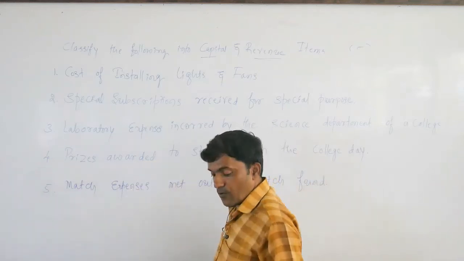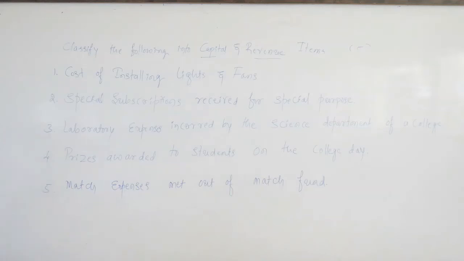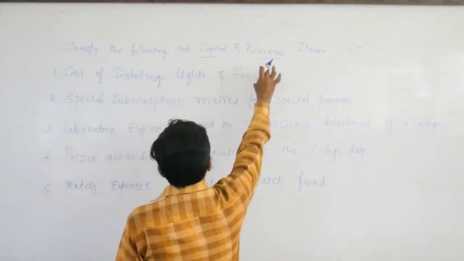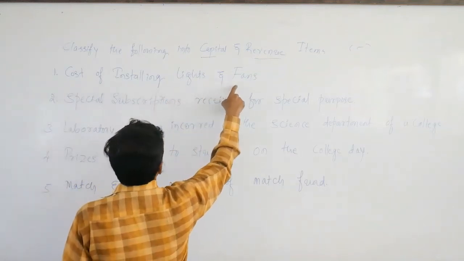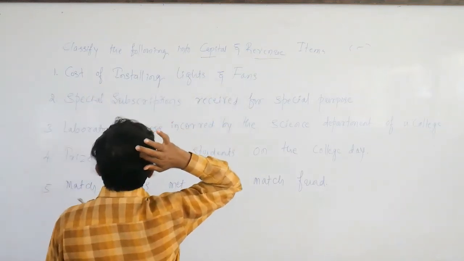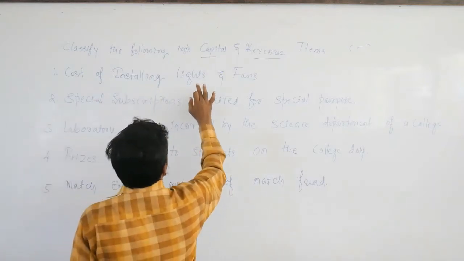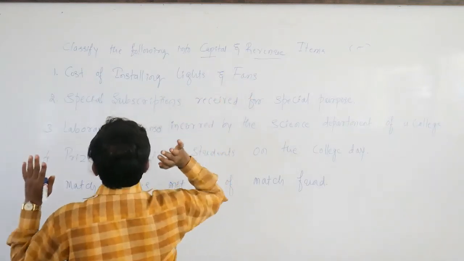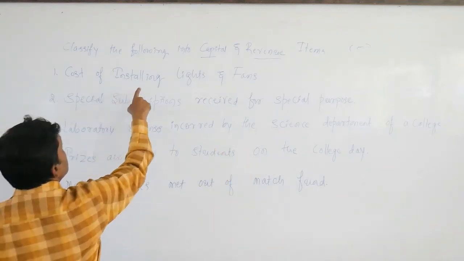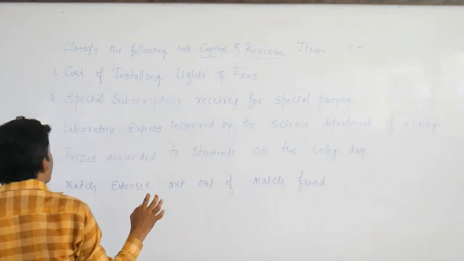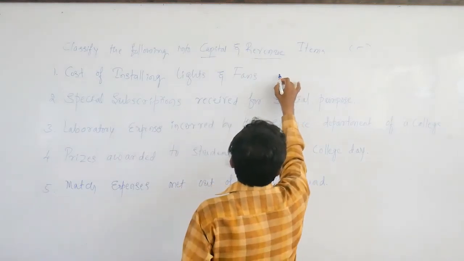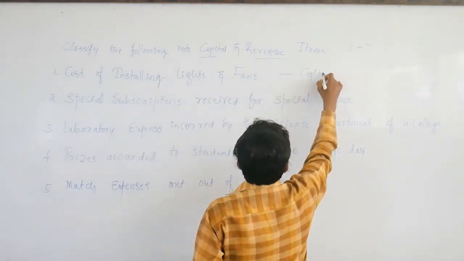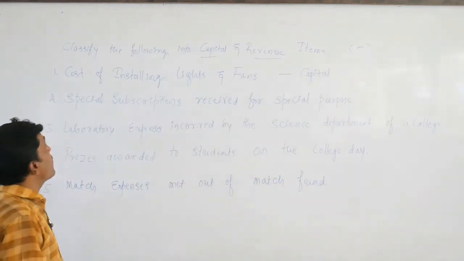Dear students, with this we need to classify these transactions into capital and revenue. Look here, cost of installing lights and fans. This says they are installing the lights and fans in a new building. If they are installing the lights and fans for a new building, such cost is to be treated as capital. If it is an old building, it is to be treated as a revenue cost.